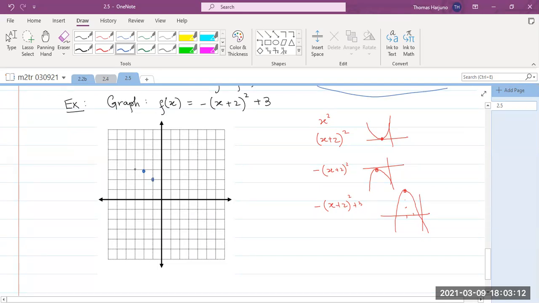Left, right, 1 unit. Left, 1 unit, I go down 1. When I go 2 units to the right, I'm supposed to go up 4. But because of that negative, I go down 4 instead. Likewise, when I go 2 units to the left, I go down 4. 3 units to the right, I'm supposed to go up 9, but because of that negative, I go down 9 instead. Then the graph becomes like this.